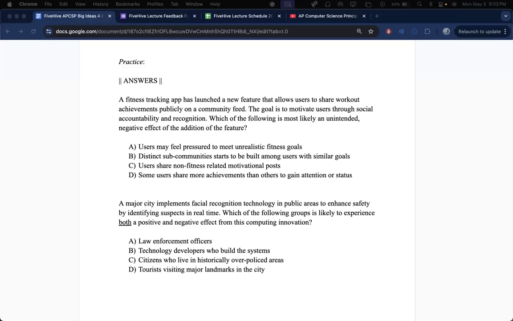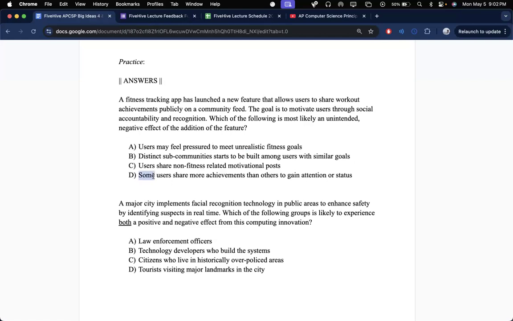All right, so let's take a look. A fitness app has launched a new feature that allows users to share workout achievements publicly on a community feed. The goal is to motivate users through social accountability and recognition. Which of the following is most likely an unintended negative effect of the addition of the feature? Most of us said A, which is users may feel pressured to meet unrealistic fitness goals. This is, of course, the right answer. It's pretty much the only one that has a negative connotation.